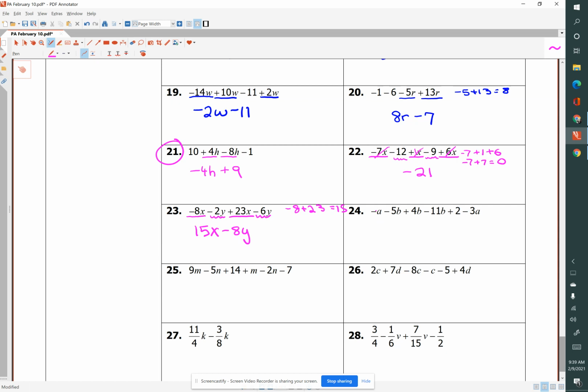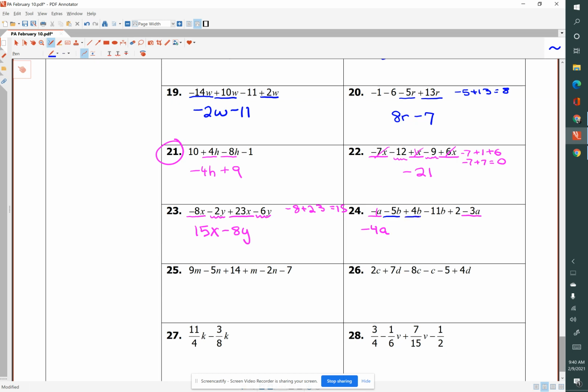Number 24, we have an invisible 1 here. So we have negative 1a minus 5b plus 4b minus 11b plus 2 minus 3a. So let's start with the a terms. Negative 1 minus 3 is negative 4a.